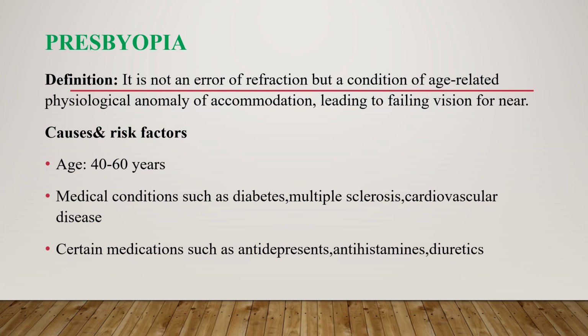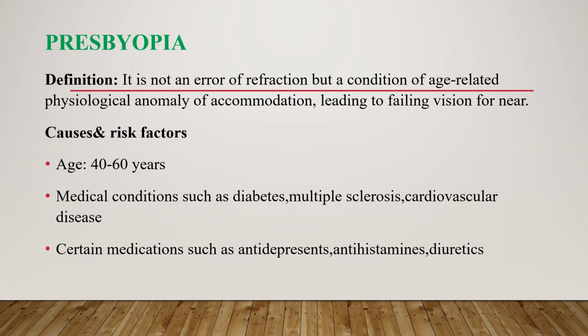Presbyopia. It is not an error of refraction but a condition of age-related physiological anomaly of accommodation leading to failing vision for near. Actually it is one of the refractive errors, but it's not like a typical refractive error. Mostly you can see it in aged people. That's why it is called an age-related condition. What is happening here is that the physiological accommodation of the eye fails, so it leads to failing vision for near.